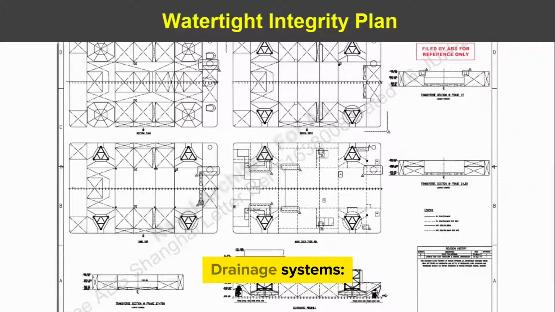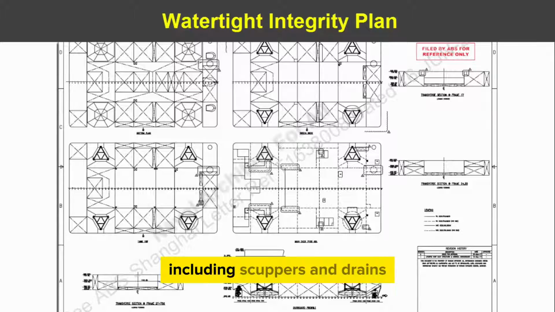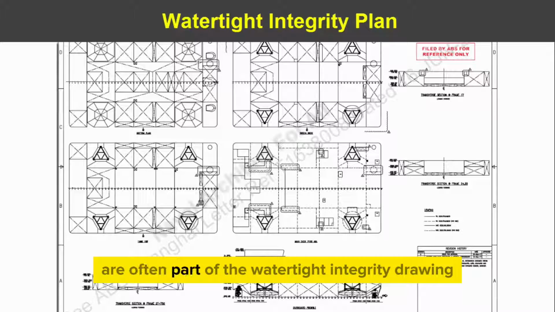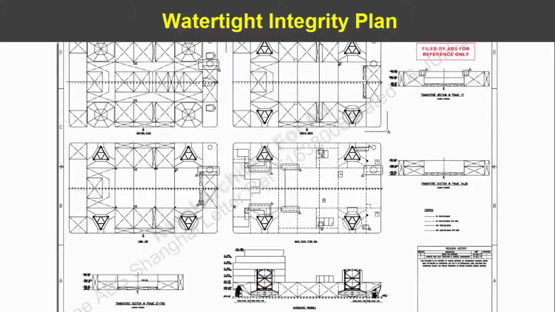Drainage systems. Details about the ship's drainage systems, including scuppers and drains, are often part of the watertight integrity drawing. These systems are designed to remove water that may enter the deck or other areas.